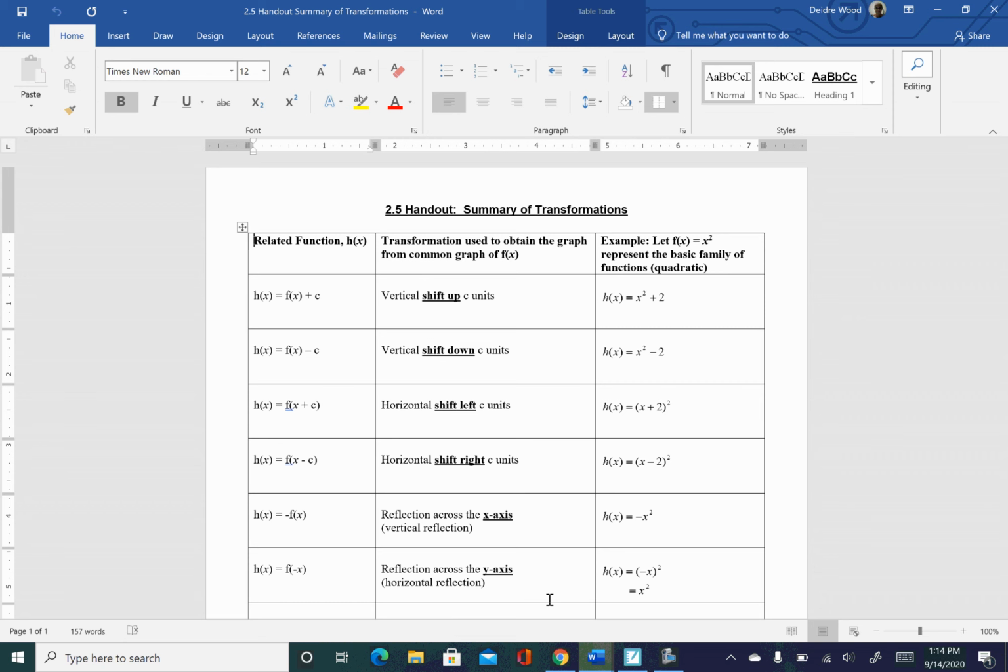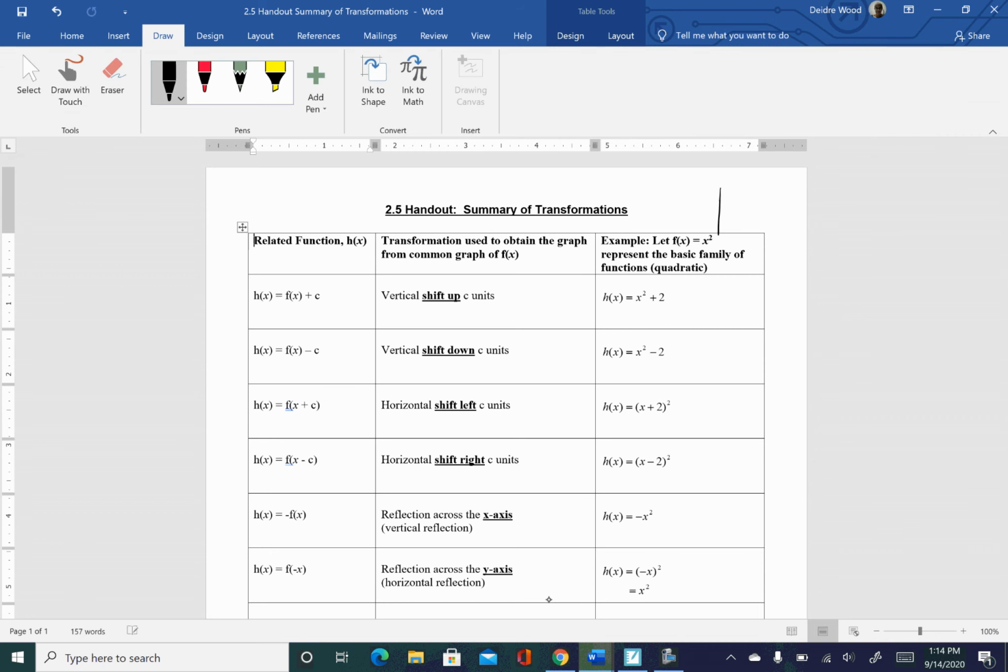Essentially what this handout does is give you a summary of all the transformations in one spot. It says if you take a function and you add a c value out to the side, that's just shifting you up. If you subtract a c value, that's shifting your graph down. On this first one, I'm letting our parent function be y equals x squared, which we know is just that parabola. Of course, it does go through 0, 0 there.